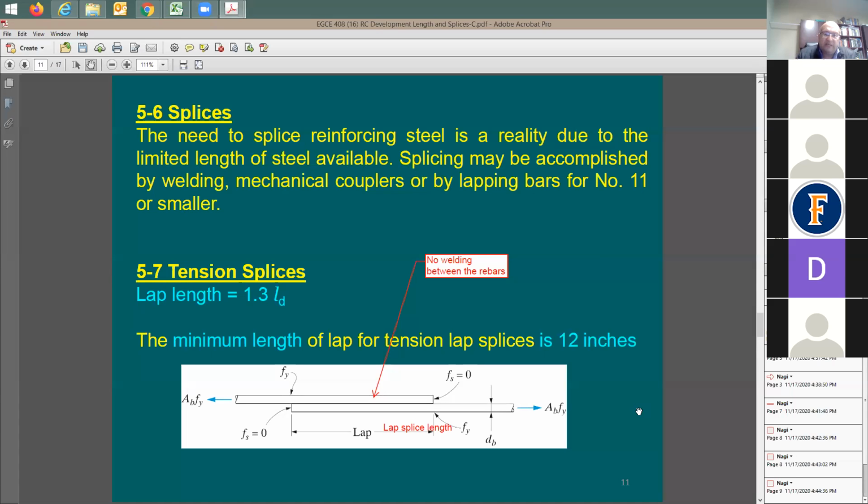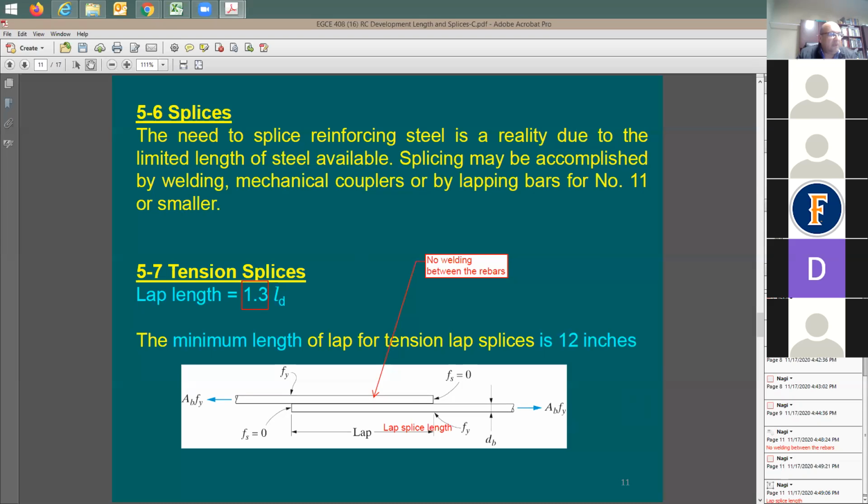And the equation for this lap splice length is going to be simple. What you need to do is take the development length, the way that we learned how to do it, the straight one, of course, not the hook, and just multiply by 1.3. So it's going to be the same equation. You don't have a new equation here. You just need to multiply by 1.3.